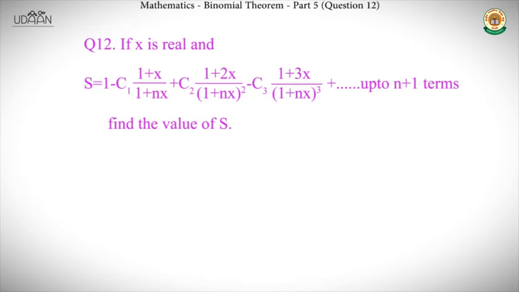Guys, here's question number 12 for you, which says: if x is real and s equals 1 minus c1 (1 plus x upon 1 plus nx) plus c2 (1 plus 2x upon 1 plus nx) whole square, and so on, this is a sum of n plus 1 terms with alternating positive and negative signs. Your job is to find the value of s.